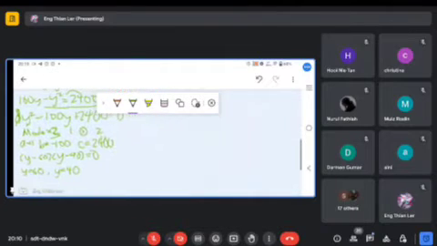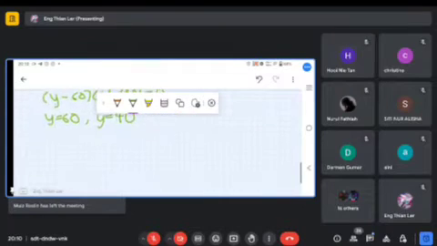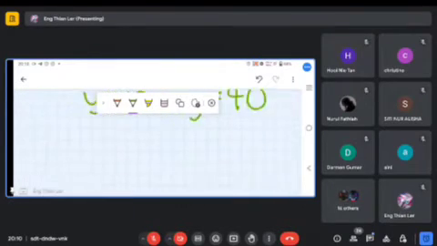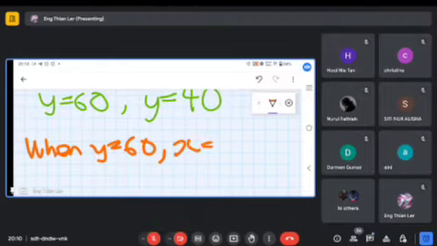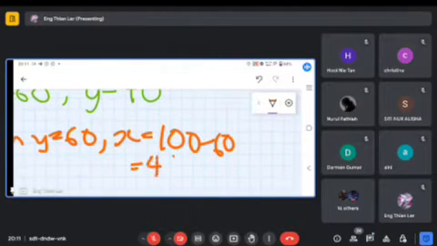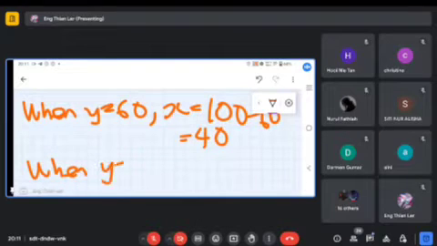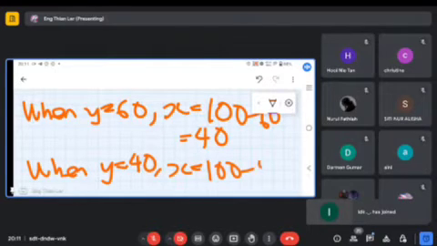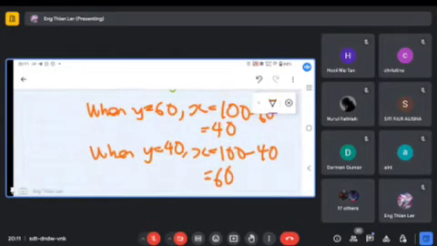So from that, we can continue with, so when y is equal to 60, x will be equal to 100 minus 60. This means that x will be equal to 40. And the second solution, when y equal to 40, then x will be equal to 100 minus 40 equal to 60. So now we got both of the x, both of the y.